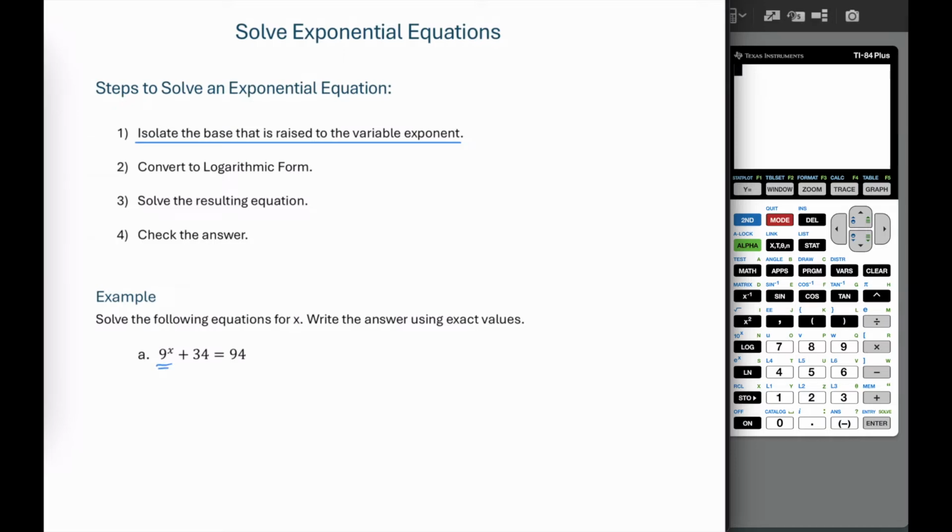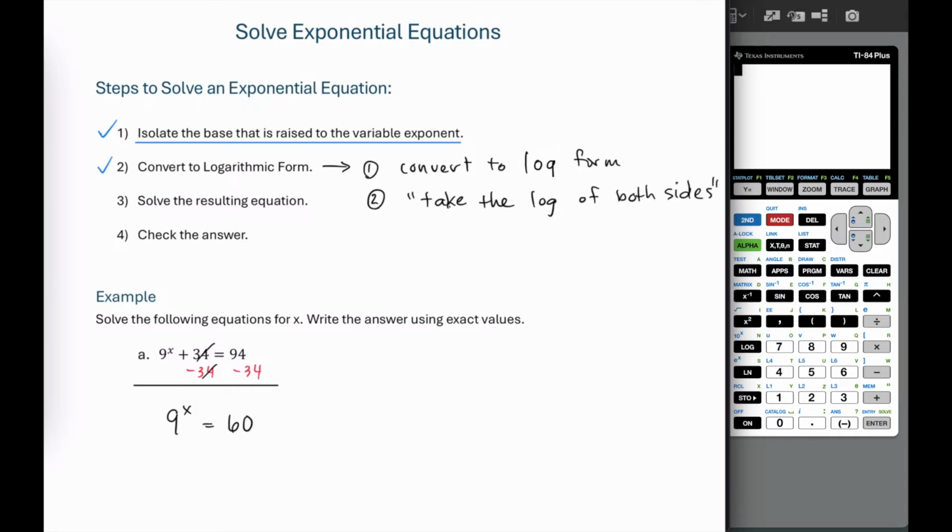to that variable exponent. And so in this example, our first move is going to be to subtract 34 from both sides. So we now have 9 raised to the x power is equal to 94 minus 34, which is 60. Now that that base raised to the x power is completely isolated, we're ready to convert this exponential equation into logarithmic form. And we have two ways that we can do this. We can simply convert it, or we can take the log of both sides. In part A, we'll convert to logarithmic form, and then in part B, we'll take the log of both sides.